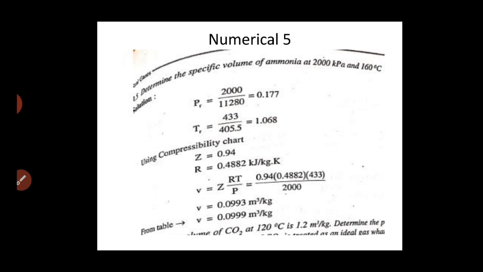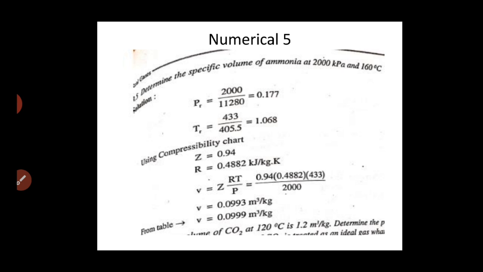So we know that PV is equal to ZRT. Now we have to find V, because we have to find specific volume, that is small v. So small v is equal to ZRT divided by P. We have found Z is 0.94, R is 0.4882, into 433 Kelvin, that is the temperature, divided by P is 2000 kilopascal. So you get V is equal to 0.0993 meter cube per kg. So the specific volume of ammonia at 2000 kilopascal and 160 degrees centigrade is 0.0993 meter cube per kg.